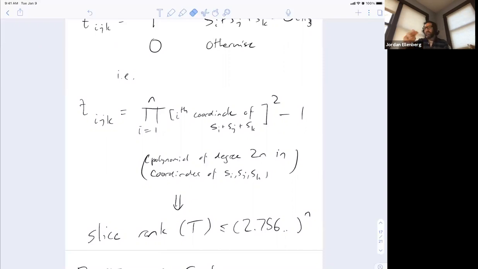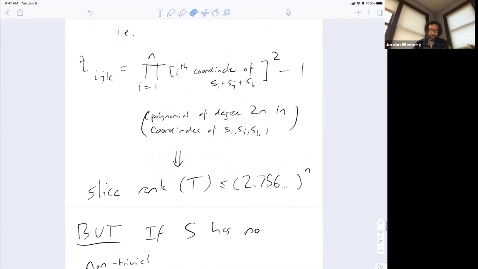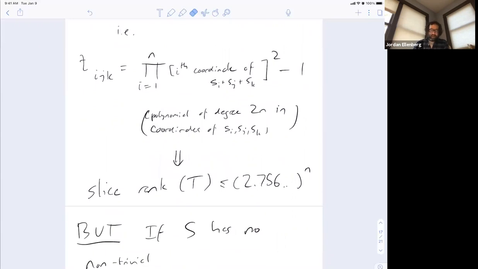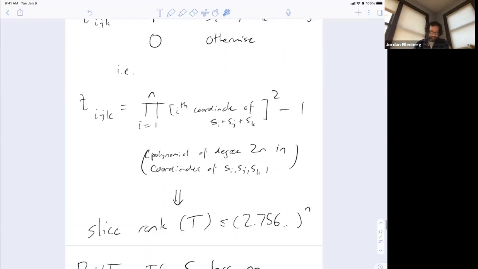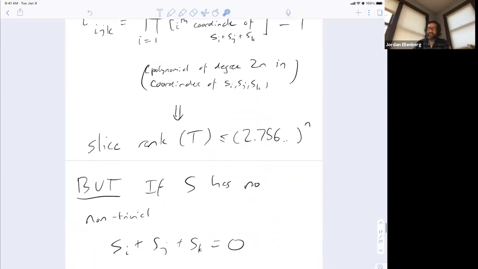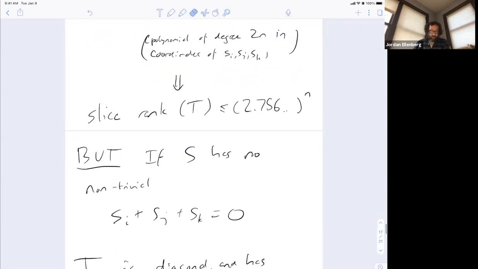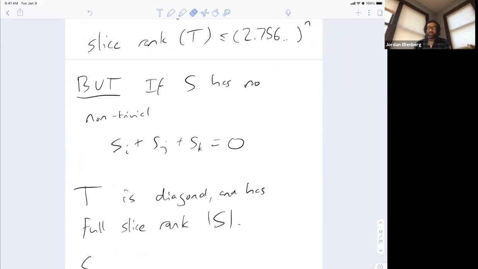But once again, just before, if S has this magical property that this is never the case unless Si equals Sj equals Sk, in which case, by the way, it's always true, right? Because we're in characteristic 3, so Si plus Si plus Si does equal 0. If S has this magical property, it's what's called a cap set, that no 3 elements sum to 0, then T actually is supported on the diagonal.